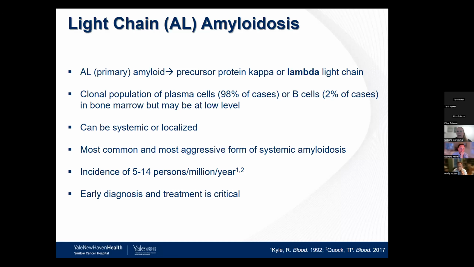AL amyloidosis can be localized in nature, but more commonly will be systemic, where the amyloid fibrils deposit in several distinct tissues and organs, causing significant impairment in function. We will discuss specific organ involvement with AL amyloid in more detail throughout the remainder of this talk. AL amyloid is a rare disorder with an incidence reported as 5 to 12 persons per million per year, and it can be quite aggressive, and therefore early diagnosis and treatment is really vital.